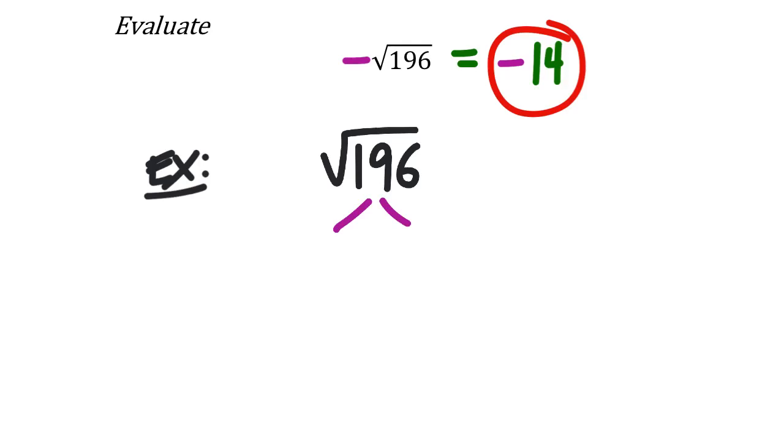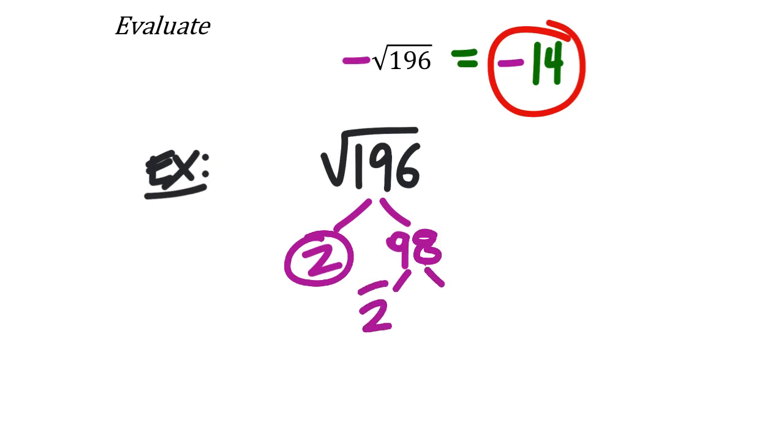Well, 196, I can see it's divisible by 2. I'm not too familiar with 196. So if it was 2, I'd divide 196 by 2. And what would I get? I'd get 98. Well, I see 98 and 2 is prime, so I circle that one.